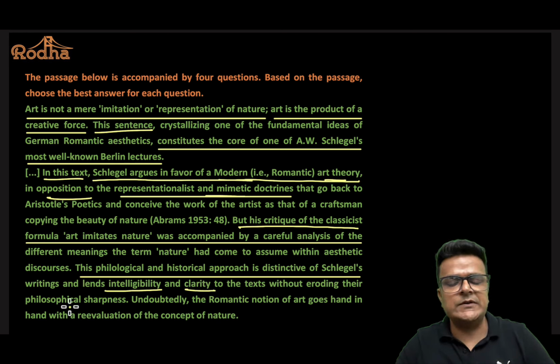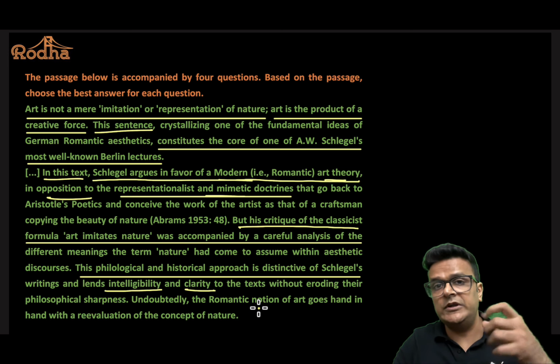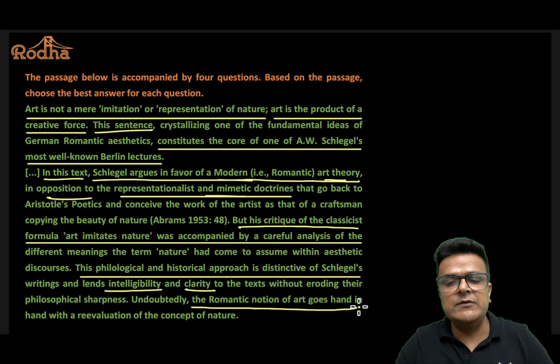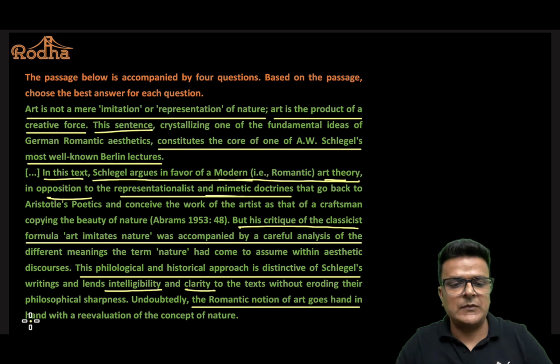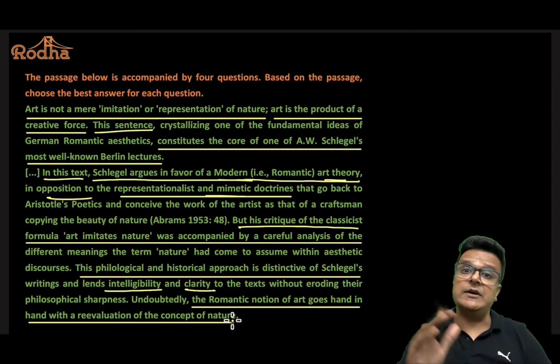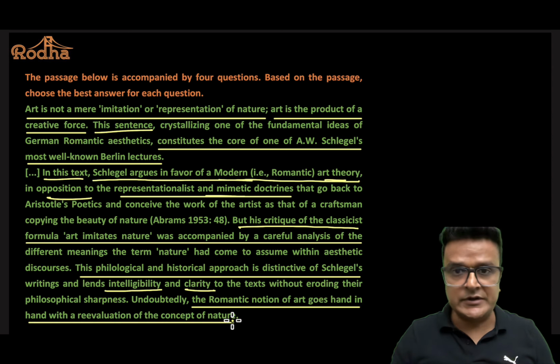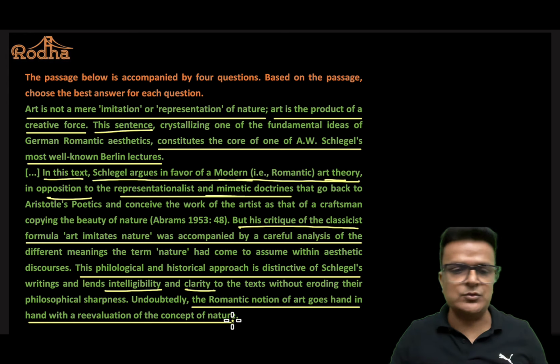without eroding their philosophical sharpness. Undoubtedly, the romantic notion, romantic means philosophers who believed individuals are important, of art goes hand in hand with a re-evaluation of the concept of nature. So the romantic notion of art was a re-evaluation of the concept of nature. नेचर के कॉन्सेप्ट को रोमांटिक नोशन जो था आर्ट का उसने रीवैल्यूएट किया, फिर से देखा उसको, they examined it once again, जो कॉन्सेप्ट ऑफ नेचर था उसको.